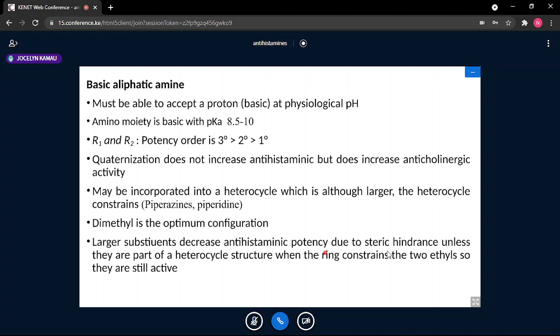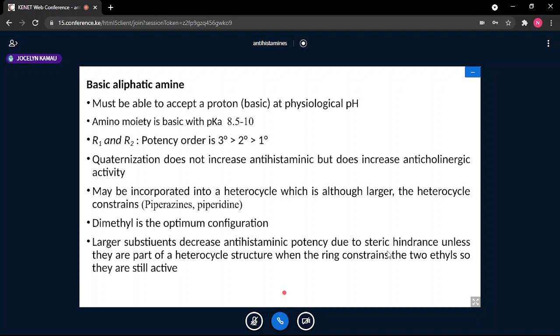As we have already said, when contained in a heterocyclic ring like piperazine, you have an ethyl substituent on the nitrogen on both sides. But because that ethyl group is part of a ring, there is constraint, there is strain within that piperazine ring. Therefore, the whole molecule is still able to attain the 5 to 6 angstroms which you require for activity.